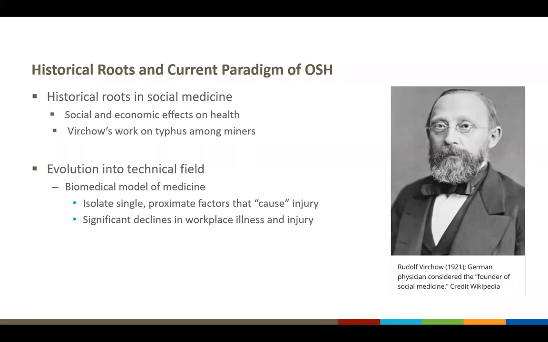Despite these historical roots, however, over the past 50 years, occupational safety and health has evolved into a largely technical field that's guided principally by the biomedical model of medicine. Now, this model seeks to identify single proximate factors that cause an injury or an illness, and then eliminate them. And this model has been very successful over the past 50 years, and we've seen significant declines in workplace injury and illness.